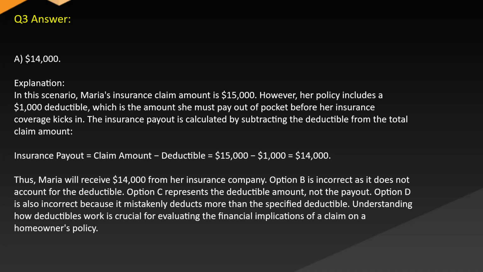Option B is incorrect as it does not account for the deductible. Option C represents the deductible amount, not the payout. Option D is also incorrect because it mistakenly deducts more than the specified deductible. Understanding how deductibles work is crucial for evaluating the financial implications of a claim on a homeowner's policy.